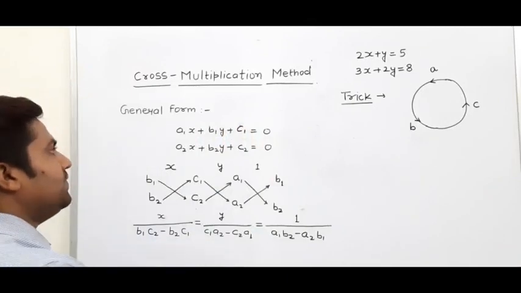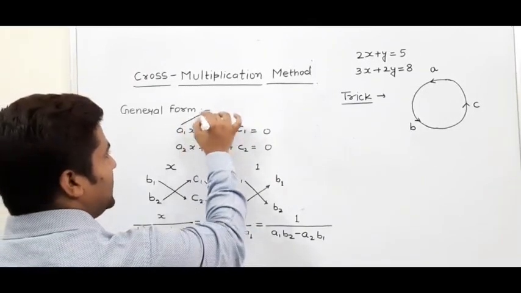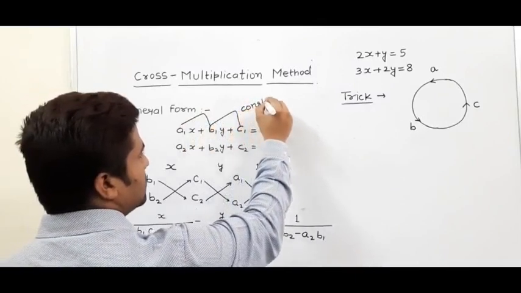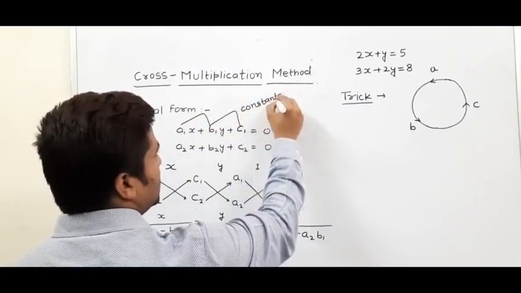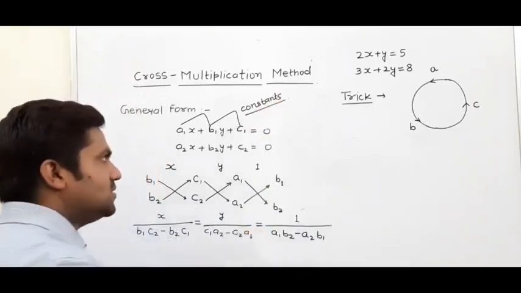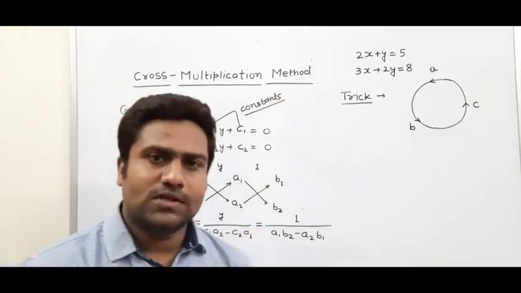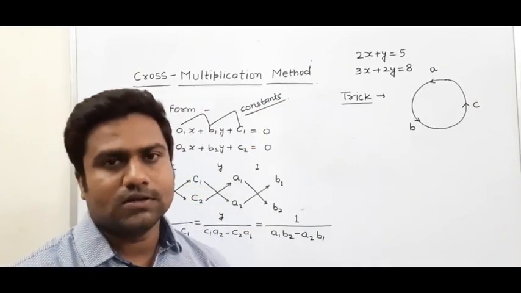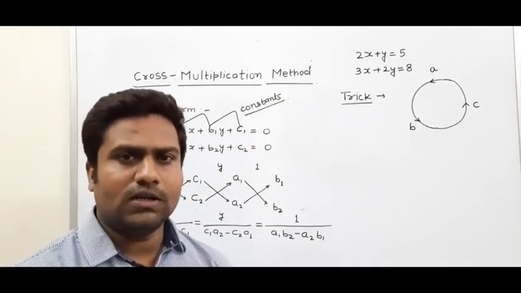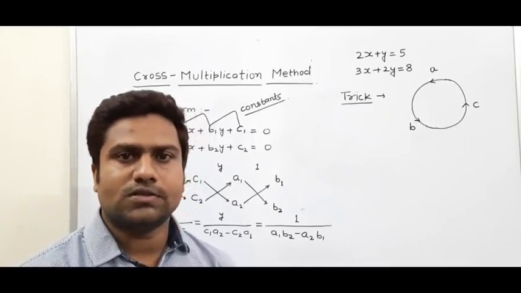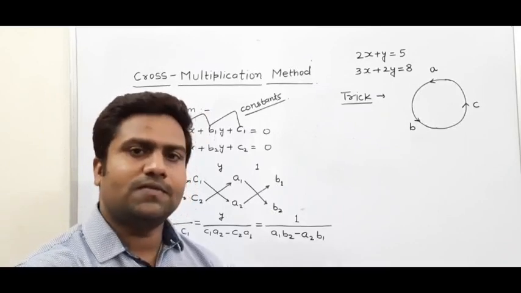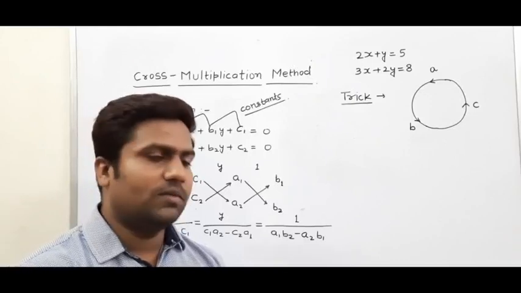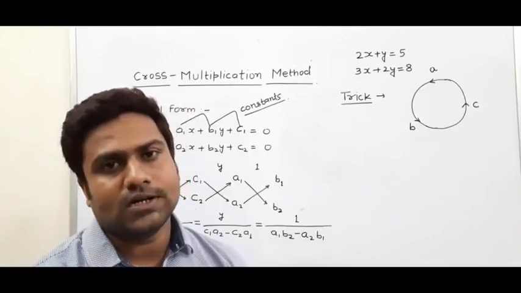And what is the meaning of a1, b1 and c1? These are all just constants. And what is the meaning of constants? Constants are nothing but numbers. All the real numbers are known as constants, because numbers have fixed values. We have to differentiate between constants and variables.